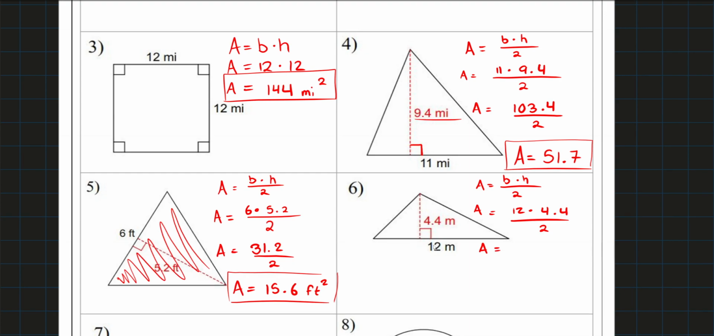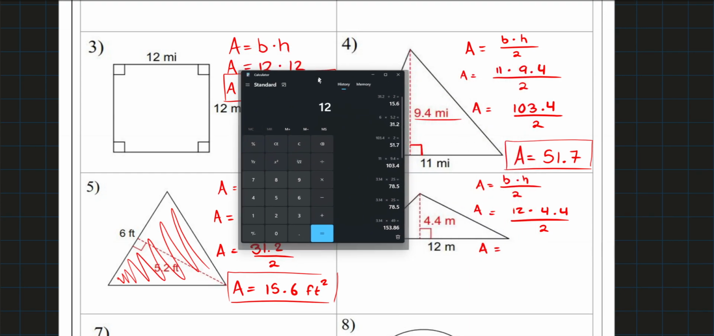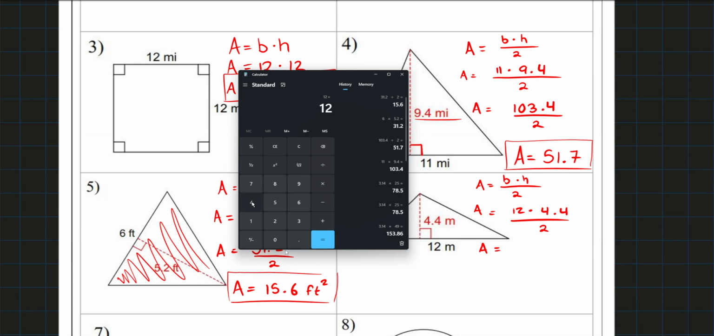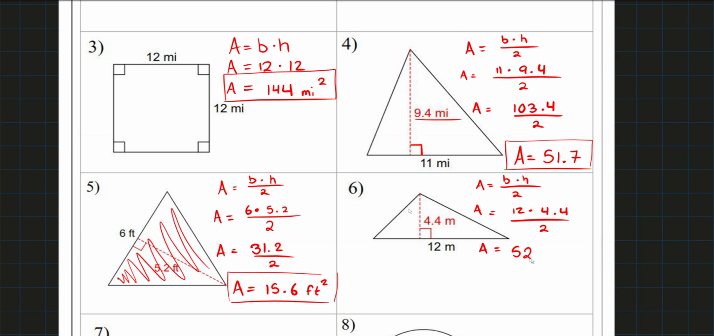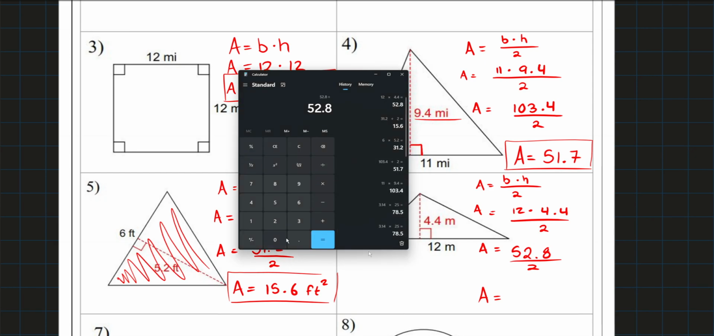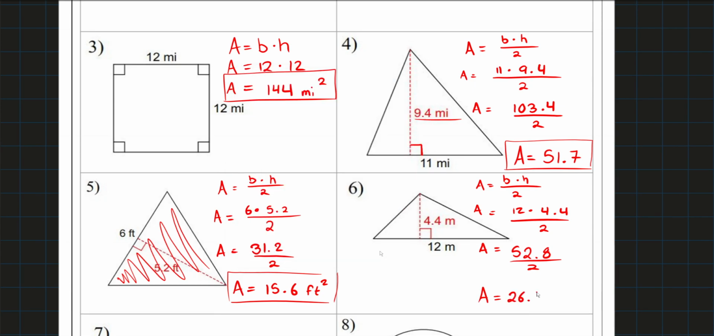Get the old handy-dandy calculator out. 12 times 4.4, 52.8. And we end up dividing that by 2 to get my final answer. Divided by 2, 26.4. And we're working in meters. And we're multiplying them together, so meters squared. Boom.